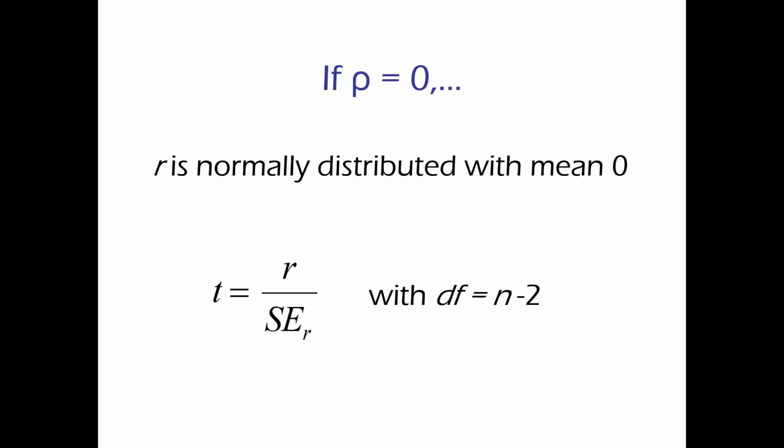Knowing this as the background information, we can calculate the t-value from our sample and compare this calculated value to the critical value in the t-distribution table and draw a conclusion from there. The t-value is calculated as R divided by the standard error of R, and the degrees of freedom is n minus 2. The t-distribution is the same one as we learned in the t-test.